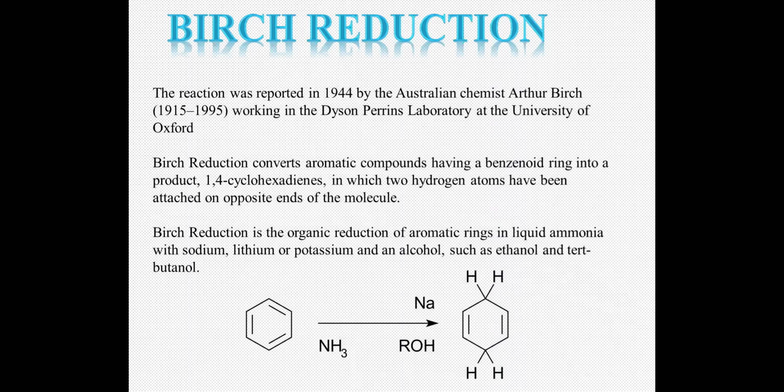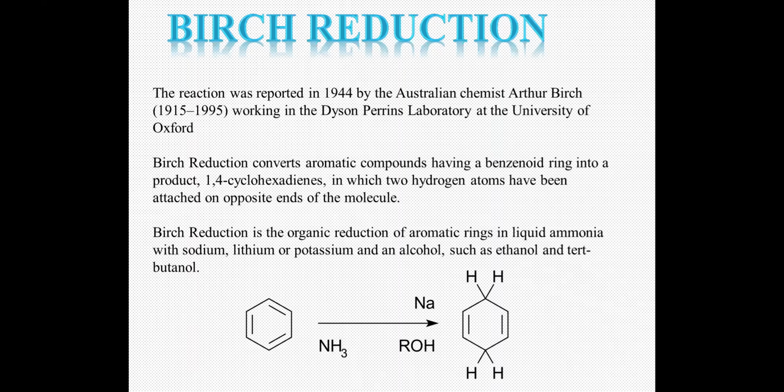1,4-cyclohexadiene. And what is this Birch reduction? It is reduction of an aromatic ring, that's a benzenoid ring, in presence of liquid ammonia and sodium, lithium or potassium, and also alcohol, mostly ethanol or tertiary butanol, to give your corresponding 1,4-cyclohexadiene. So this is your basic reaction. So if in the exam it comes for 2 marks, this is enough.